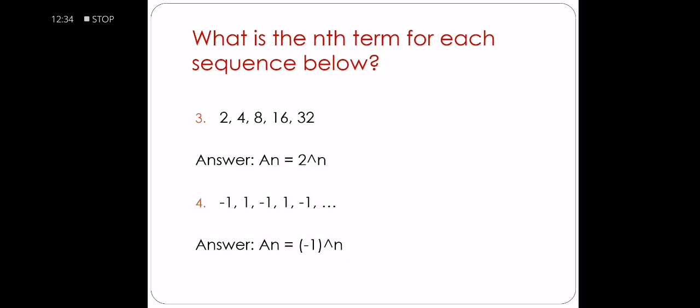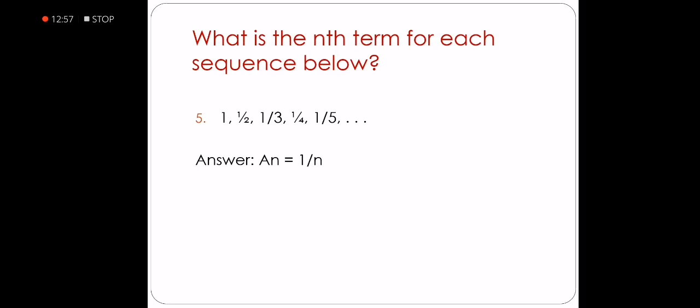Sa number 3, we have 2, 4, 8, 16, 32, and ang kanyang nth term ay a sub n equals 2 raised to n. And our number 4 is negative 1, 1, negative 1, 1, negative 1. So our nth term is simply a sub n equals negative 1 quantity raised to n.